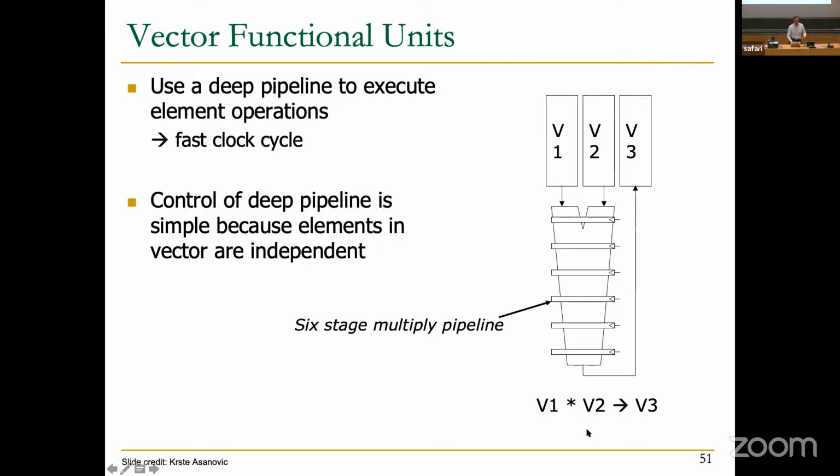After 6 cycles, the first element's result is available, or the 0th element, I should say. The 0th element result is available, and it's placed in the destination register's 0th element. And every cycle, because of the pipeline, you get 1 element per cycle. Initially, you fill the pipeline, but you get 1 element per cycle throughput from the functional unit. Based on all the pipelining principles, this is true, right? And here, the control of this deep pipeline of the functional units is simple because elements in a vector are independent.